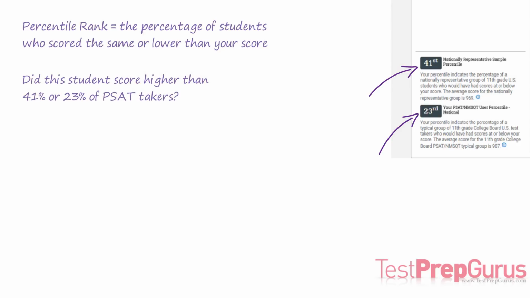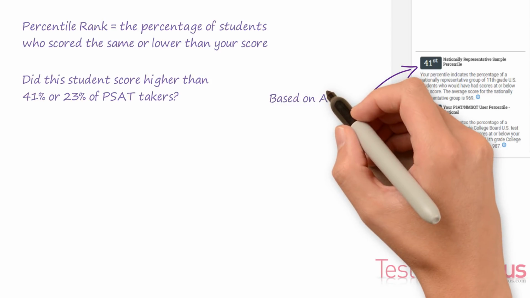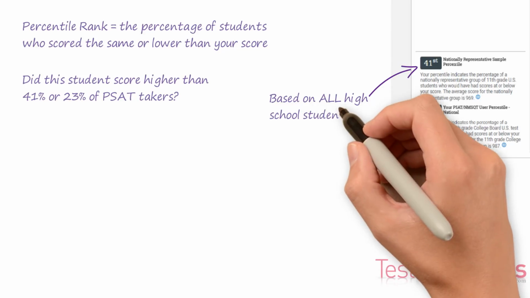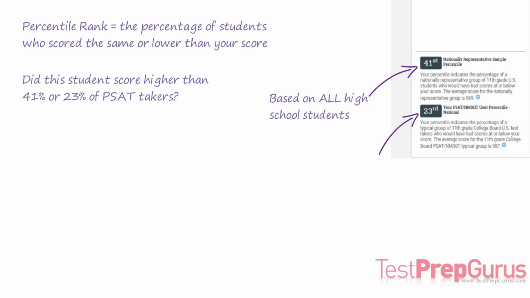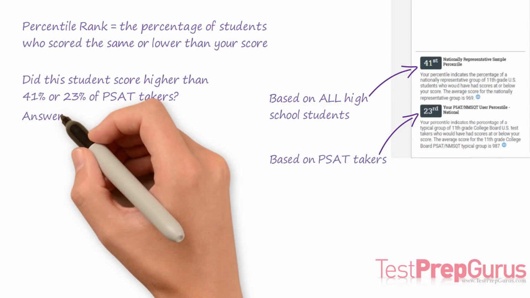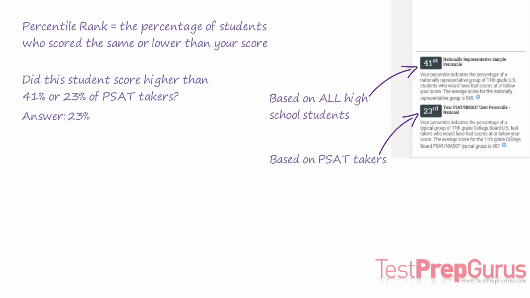The first number, the 41, is designed to represent all U.S. students regardless of whether they typically take the PSAT. So Ima, our sample student, is projected to have scored higher than 41% of all 11th grade students. The second number, the 23, is based on actual PSAT takers. So the answer is that Ima scored higher than 23% of PSAT takers, not 41.